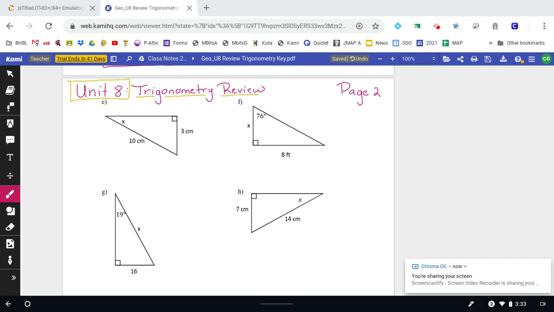Hi, everyone. We're going to continue on to page 2 in our Unit 8 trig review. Okay, this is page 2 here. All right, so we're going to continue to find unknowns in our right triangle trigonometry.